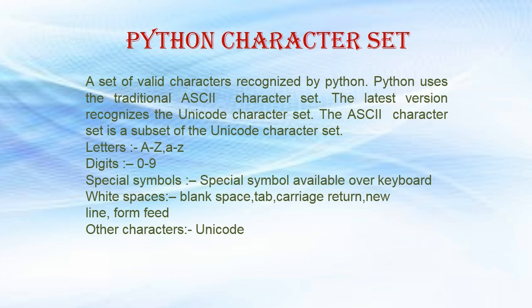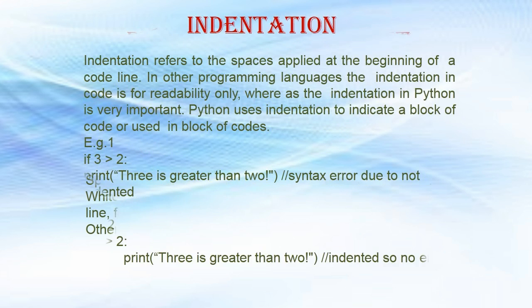Python program. Letters: capital A to capital Z, small a to small z. Digits accepted are 0 to 9. Then special symbols: whatever special symbols are available on the keyboard, all are accepted by the Python program. White space: blank space, tab and carriage return, new line, form feed. Other characters are Unicode.